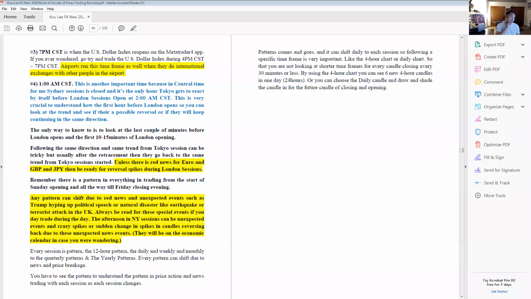So yeah, political events, natural disasters, act of war, unexpected events. These are unexpected events that will cause a major turnaround and change the trend and change the pattern real quick.